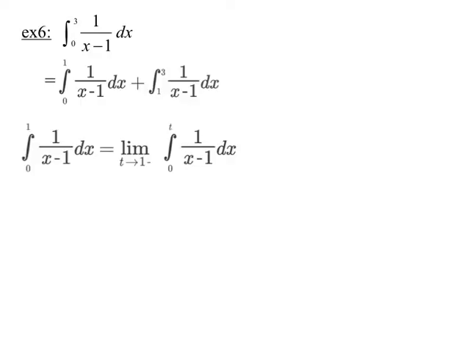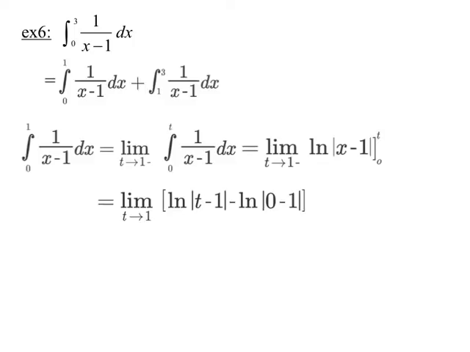I'd have the integral of 1 over u du, which would give me natural log absolute value of u, and that would bring me to natural log of absolute value of x minus 1. So I'm going to have the limit as t approaches 1 from the left of natural log of absolute value of x minus 1 from 0 to t. When I do upper bound minus lower bound, I'm going to have the limit as t approaches 1 from the left of the natural log absolute value of t minus 1 minus the natural log of absolute value of 0 minus 1. The natural log absolute value of 0 minus 1 is natural log of 1, and natural log of 1 is 0, so this part is just 0.